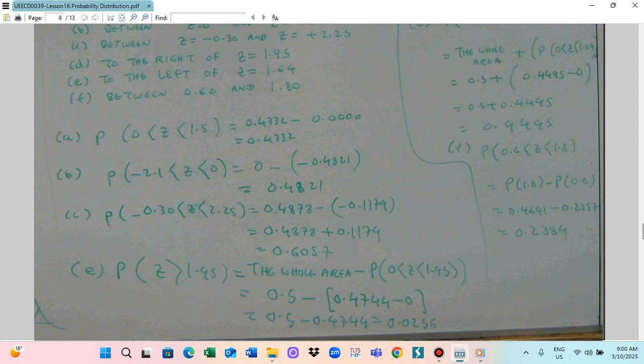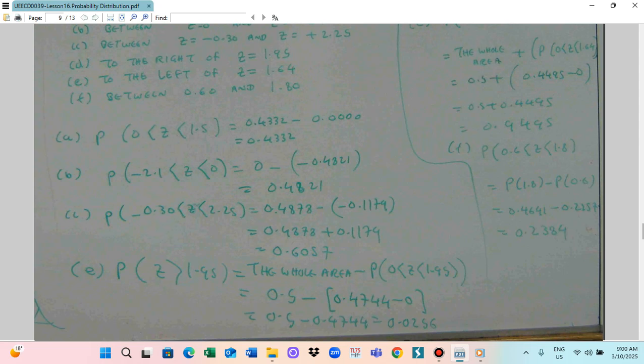And C. So between minus 0.30 and plus 2.25. So in this case, the function is P of minus 0.30 less than Z less than 2.25. So Z is between minus 0.30 and plus 2.25.